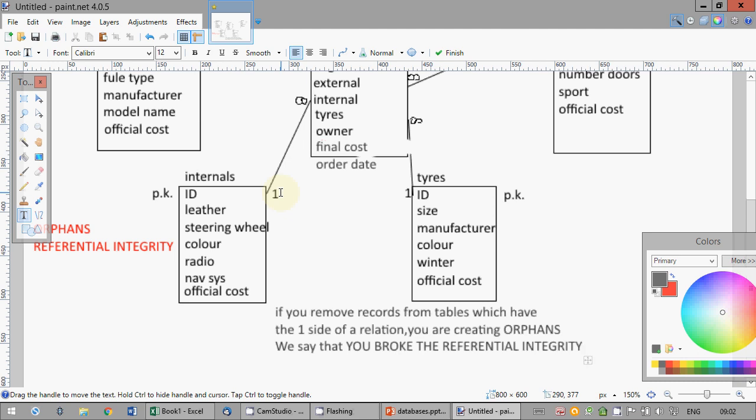So referential integrity is a feature of a database. It means that records in the table containing one side of a relation cannot be removed. So what to do if that engine is not produced anymore? Do you have to continue to sell it forever and ever?